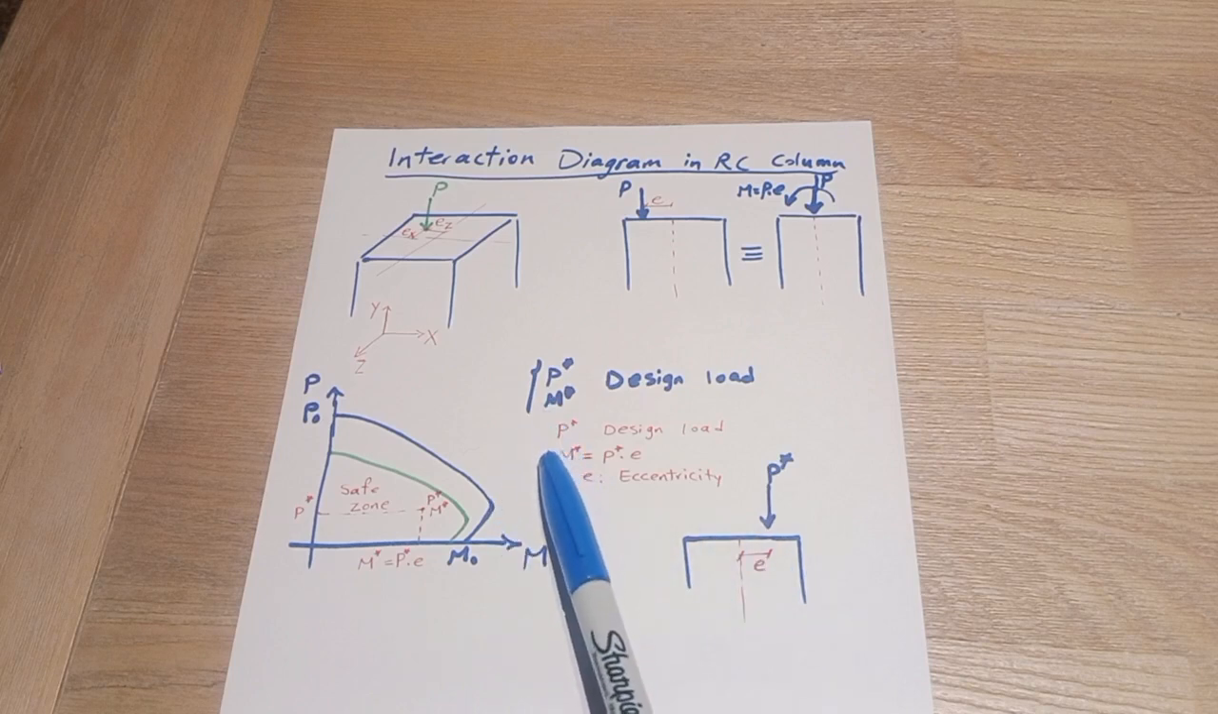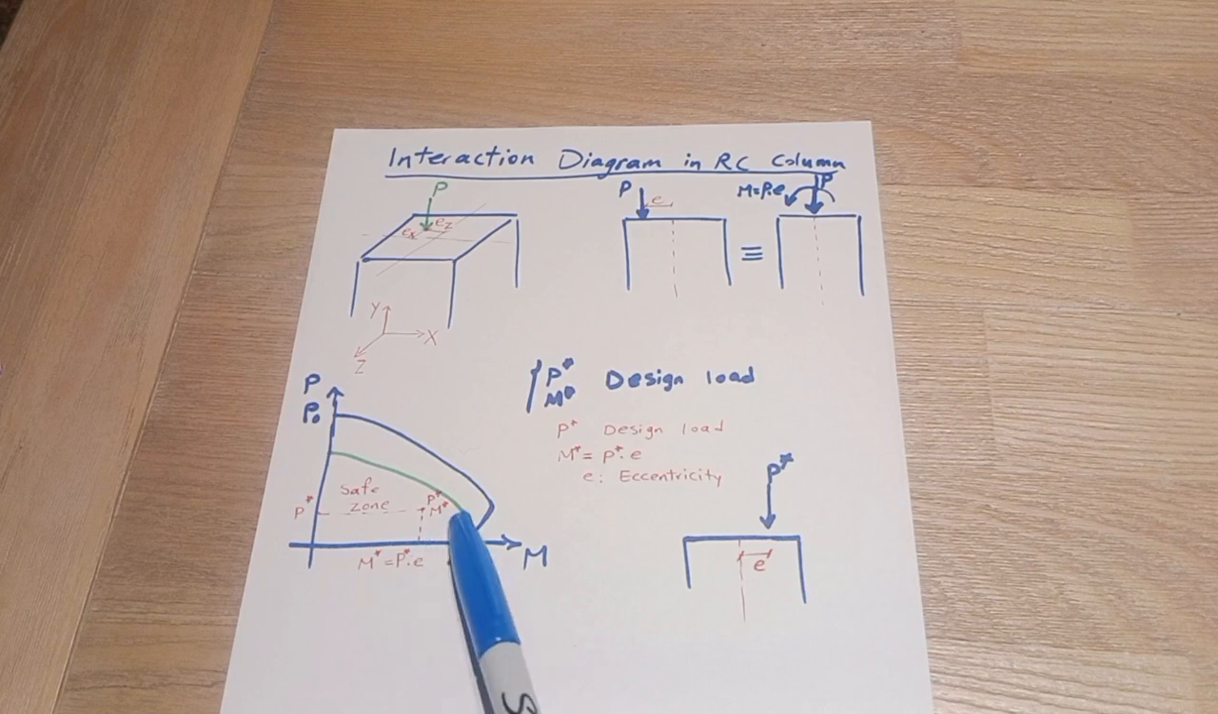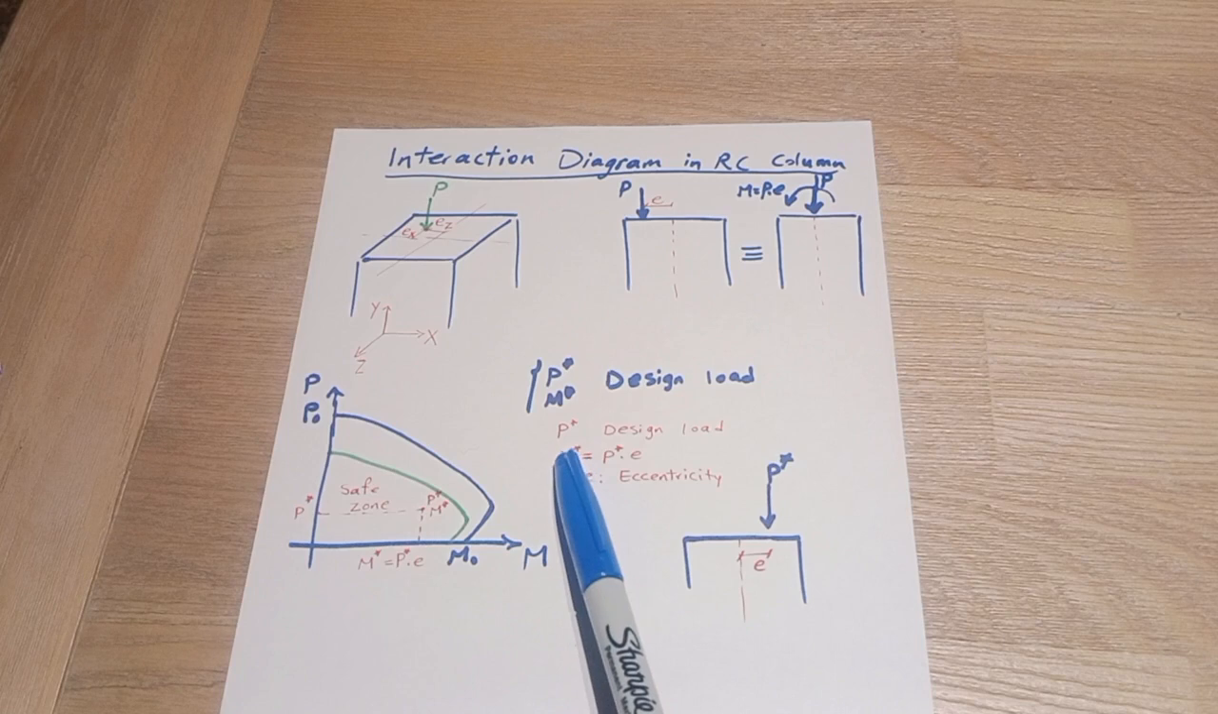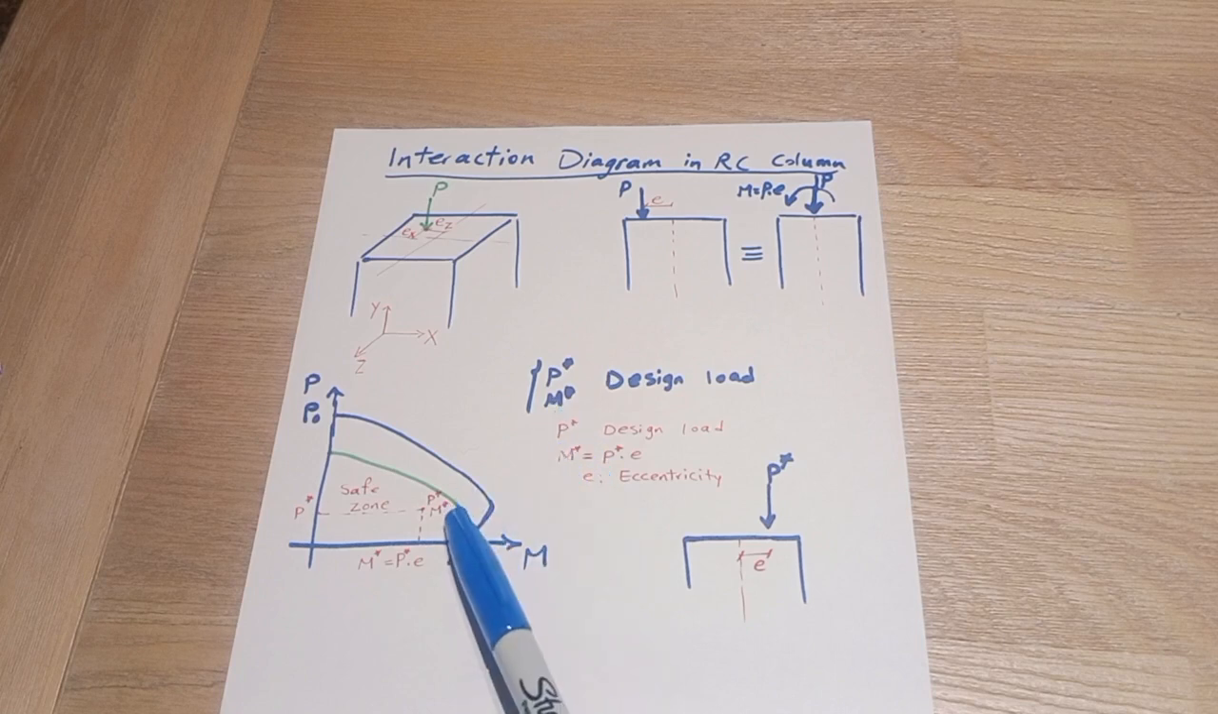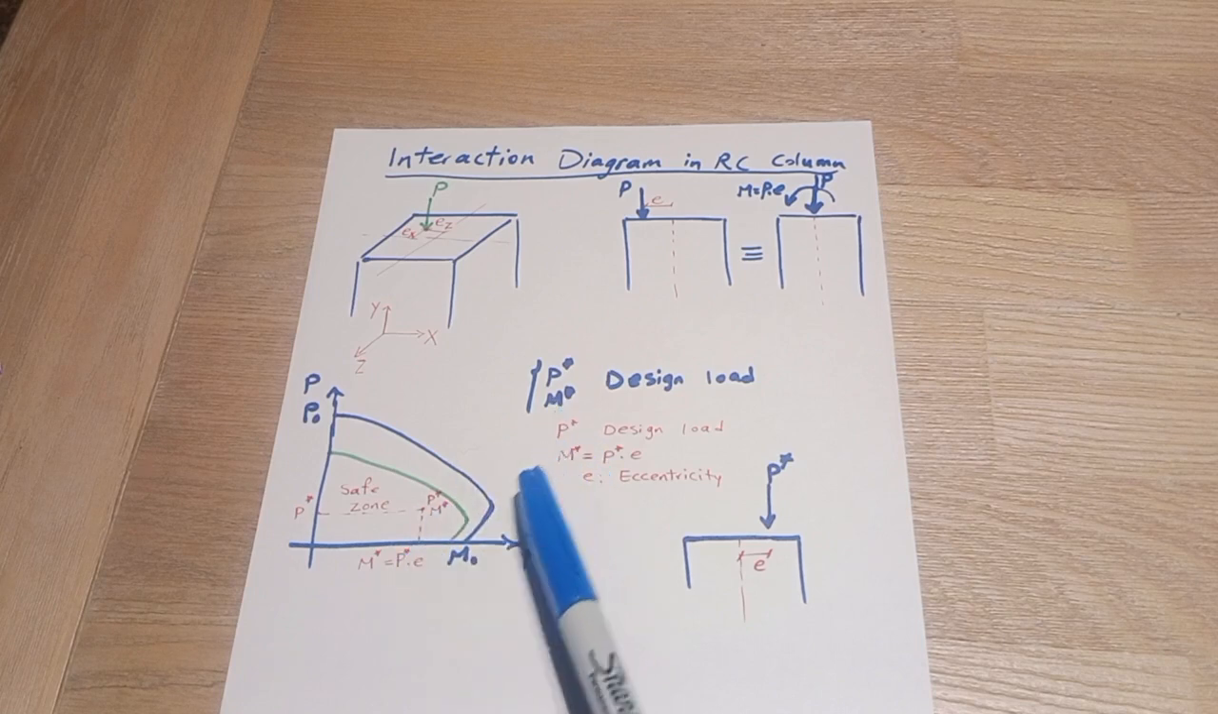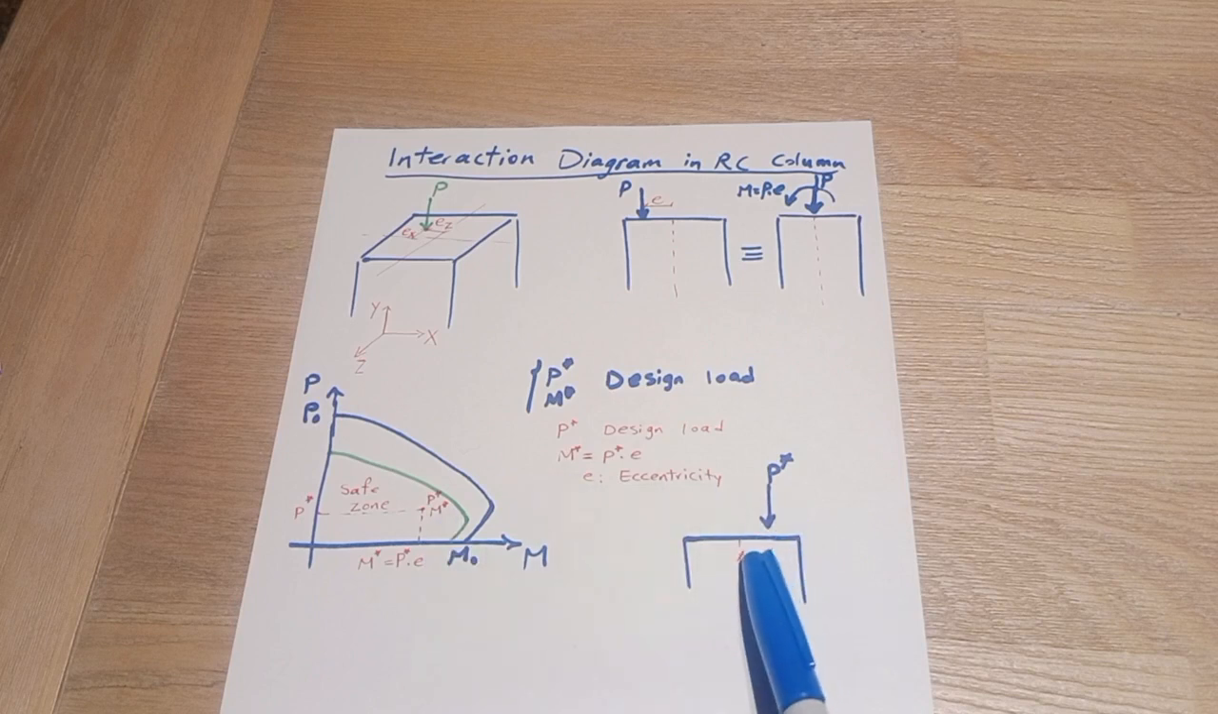If combination of P star and M star falls in this green area, it means that we have safe design. Otherwise, it means that the section cannot take the load combinations, the combination of P star and M star. We need to decrease the load, decrease eccentricity, or strengthen the section or increase the section capacity.